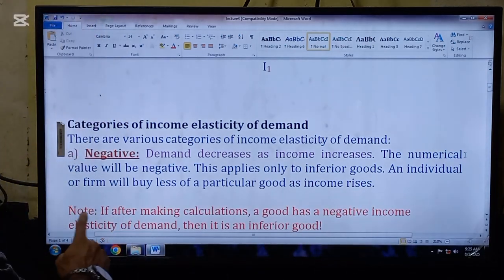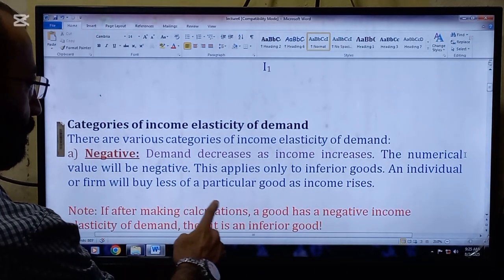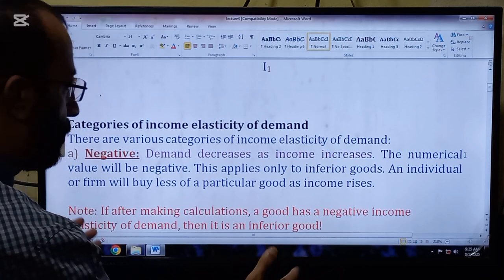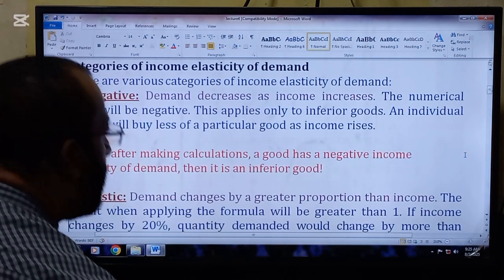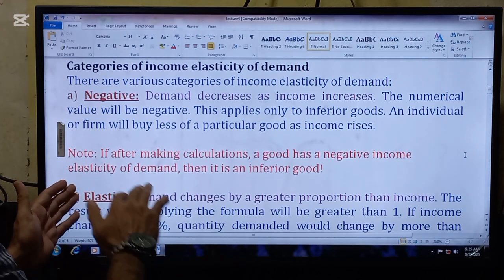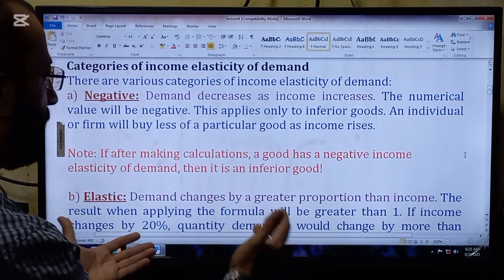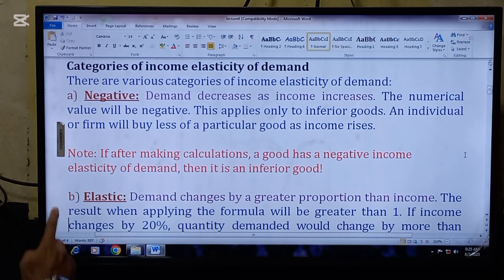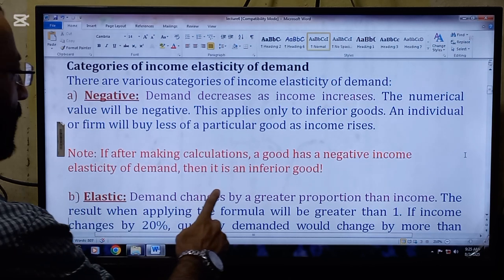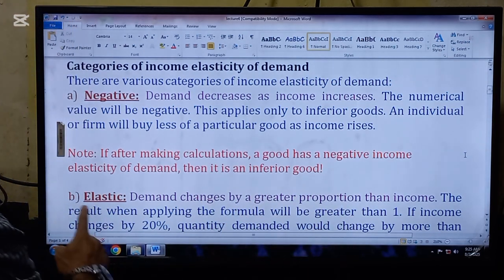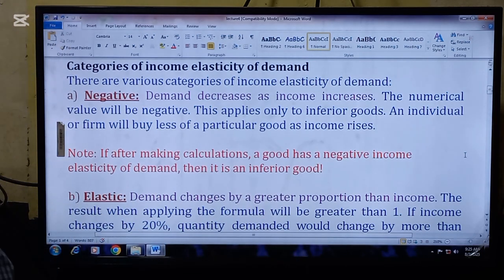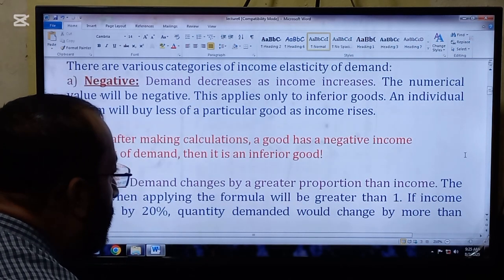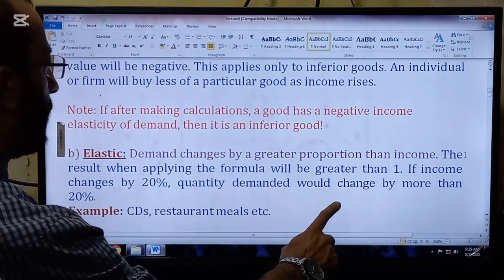An individual or firm will buy less of a particular good as income rises. So definitely as the income rises, people or firms tend to purchase less of the commodity which is of inferior quality. Note, if after making a calculation, a good has a negative income elasticity of demand, then it is an inferior good. Next is elastic. Demand changes by a greater proportion than income.